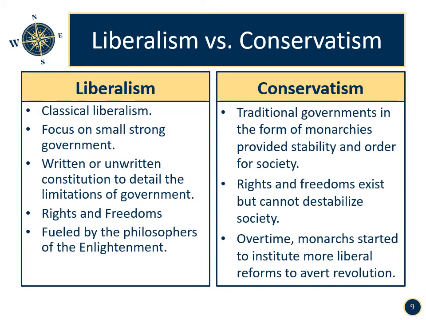Conservatism. Traditional governments in the form of monarchies provided stability and order for society. Rights and freedoms exist but cannot destabilize a society. Over time, monarchs started to institute more liberal reforms to avert revolution. Present-day conservatism is not the same as conservatism of this era. Conservatives of this era were not supporters of democracy, but rather supported more traditional forms of government like a monarchy.